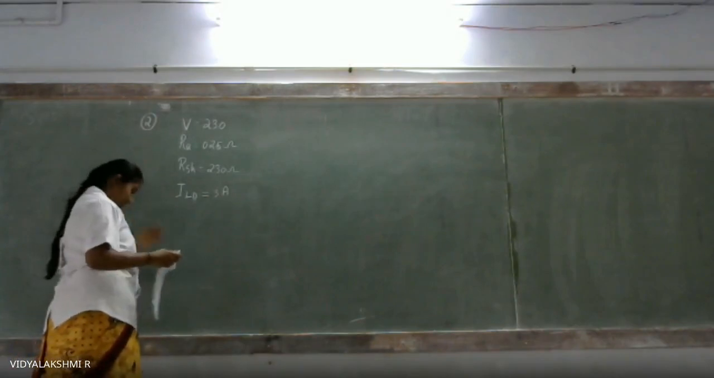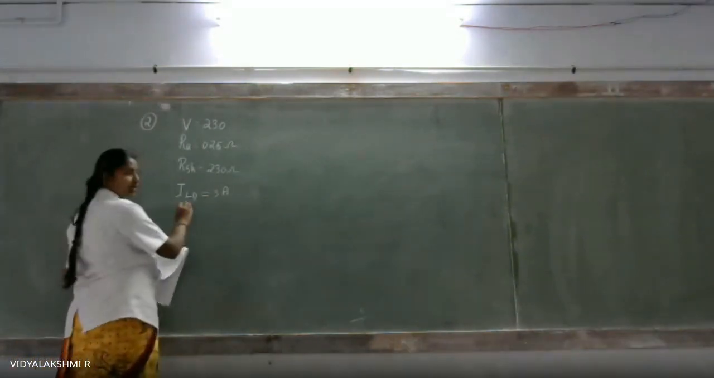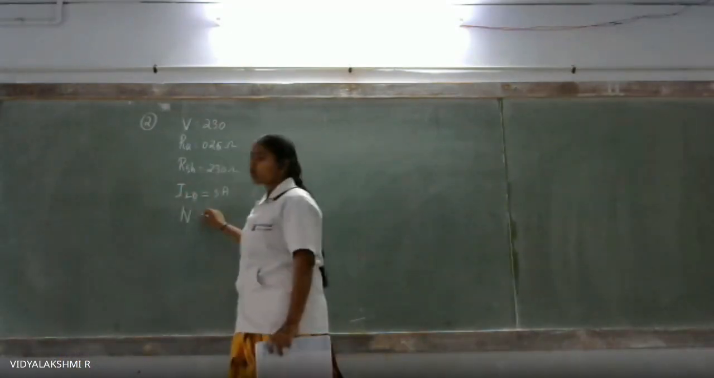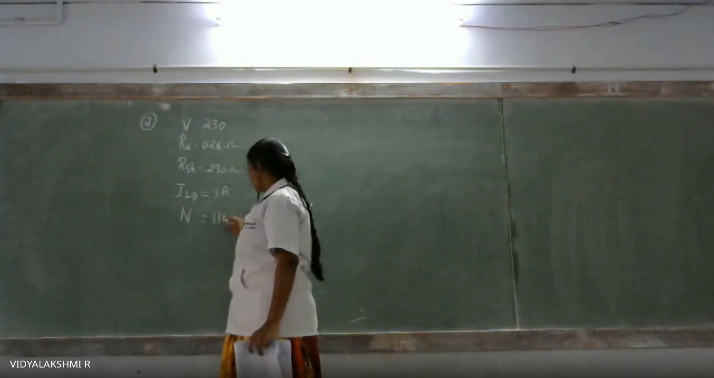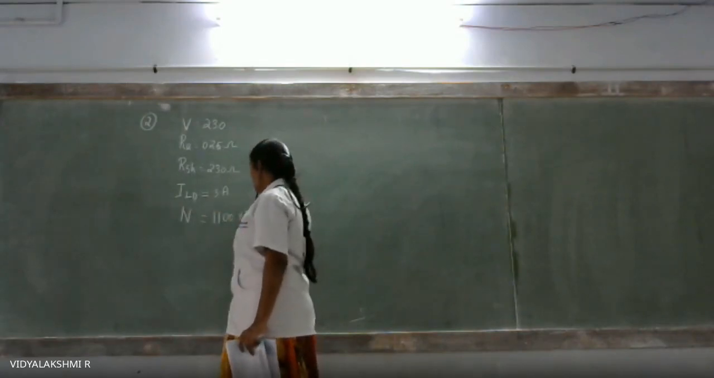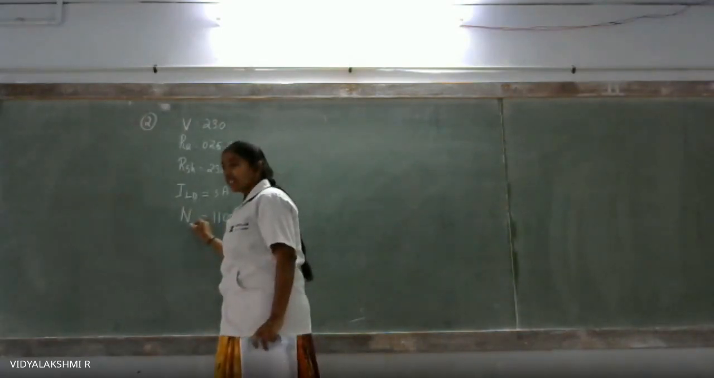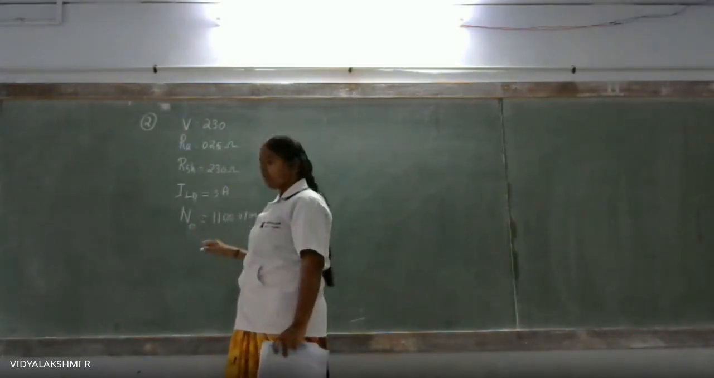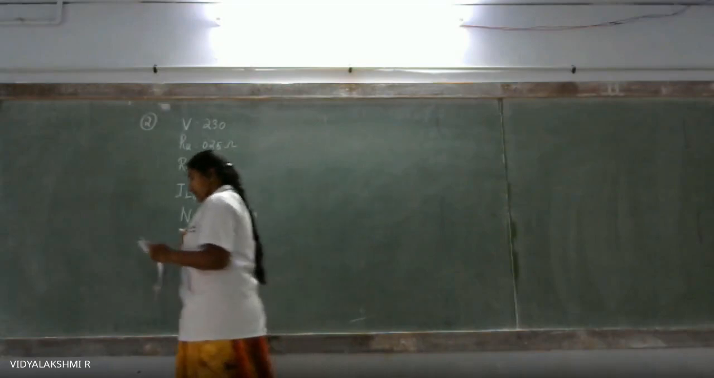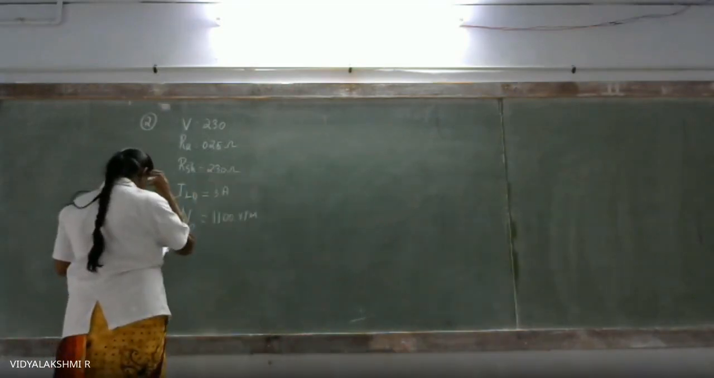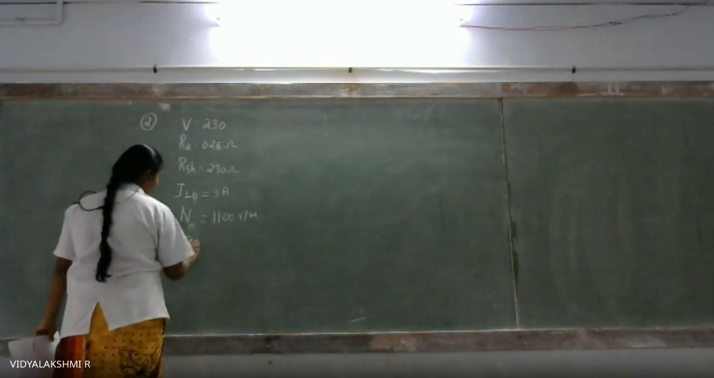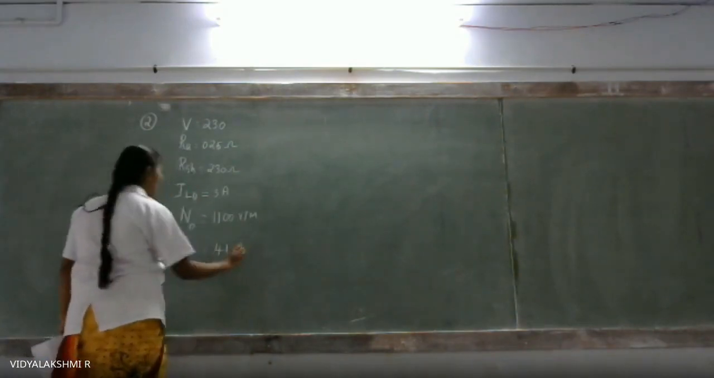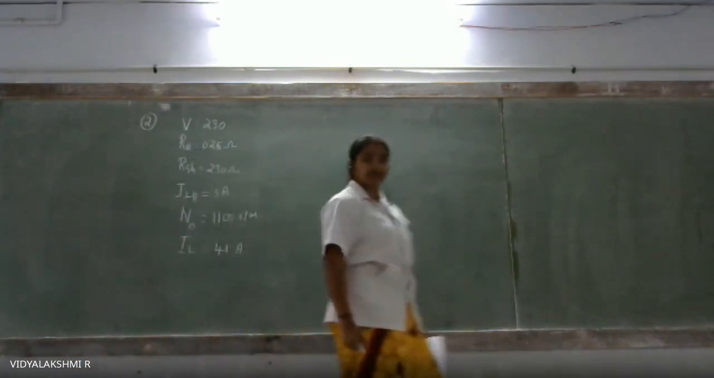So IL naught is equal to 3 amps. And then they have given the no load speed also. So speed N is equal to 1100 RPM. Since it is no load, you have to end with naught. So N naught is equal to 1100 RPM. So this is the given data. Other thing, the full load current is 41 amps. So full load current means IL is equal to 41 amps. These are the given data.